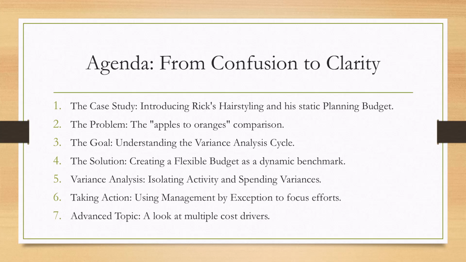We will begin with a case study introducing Rick's hairstyling and his static planning budget. We'll quickly see the problem with this type of budget, which often leads to an apples to oranges comparison. We'll then discuss the goal of performance analysis by understanding the variance analysis cycle. The solution to our problem will be the creation of a flexible budget, which serves as a dynamic benchmark.